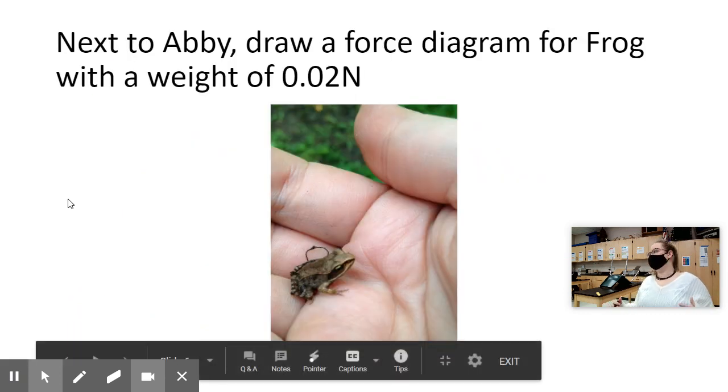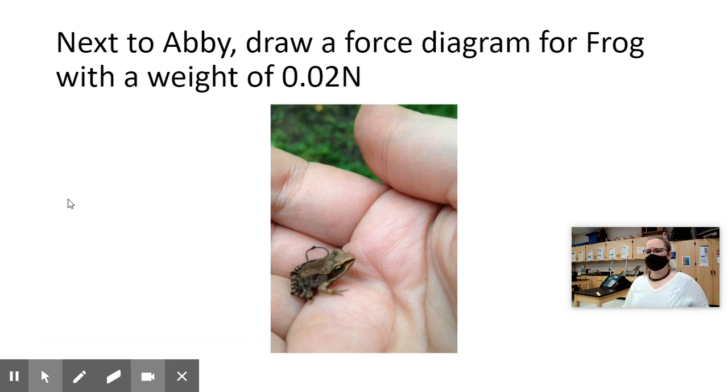Next to your Abby diagram, if you're hand drawing it, draw this little teeny tiny baby frog. He has a weight of 0.02 newtons. A little teeny fella.